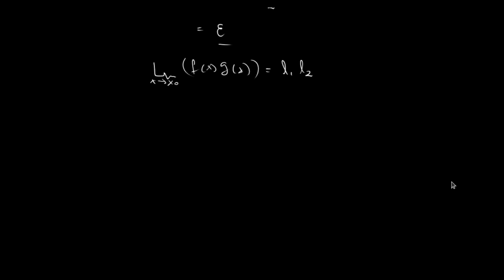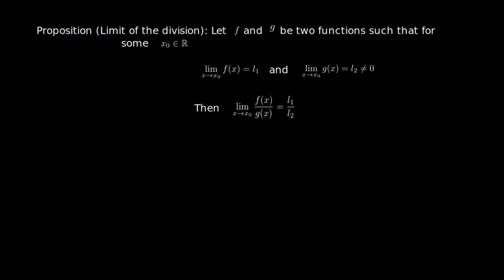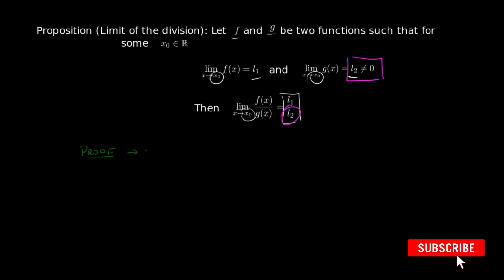So let's finish this video with one last proposition, that is the limit of the division. We have two functions f and g with limits L1 and L2 at the same point x0. Then the limit when x tends to x0 of the division f divided by g is the division of the limits. Notice the importance of saying that L2 is different from 0, because here we will be dividing by L2. The proof for this theorem will be left as an exercise, and it's very similar to the one for sequences.